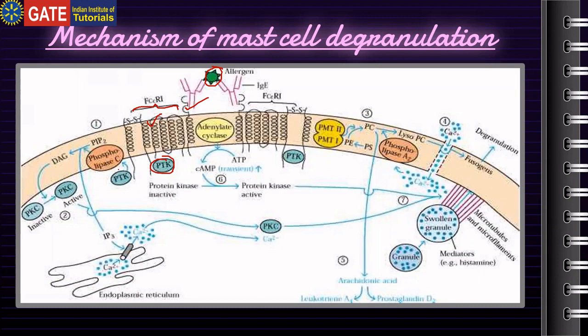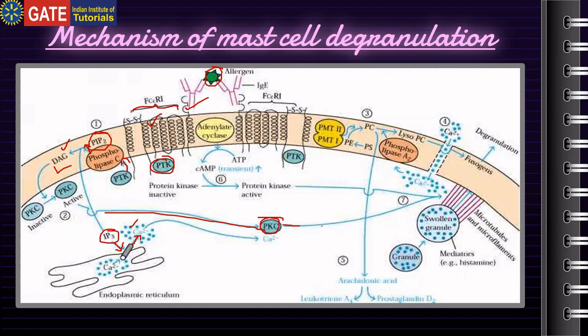Once the protein tyrosine kinase gets activated, it will further activate an important effector molecule such as phospholipase C, or PLC. Now that PLC breaks down another membrane lipid called PIP2 into two secondary messengers, DAG and IP3. What is IP3 going to do? IP3 is going to bring the calcium out from the endoplasmic reticulum. Now the calcium and DAG together are going to activate an important protein called PKC.